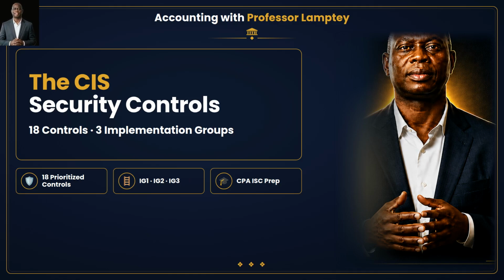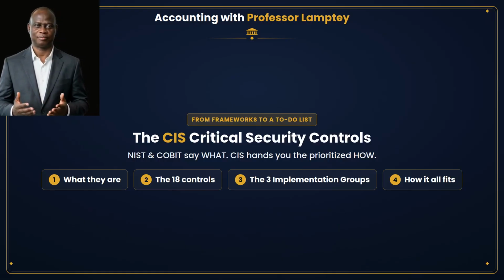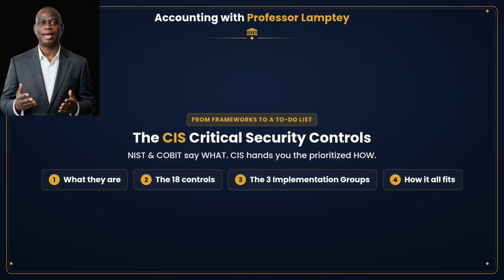It's called the CIS Controls. In this video, the 18 controls, and the smart way they're grouped so any organization knows exactly where to start. Welcome back. We've covered NIST, which organizes security into 6 functions, and COBIT, which governs IT from the top. But those tell you what to manage. They don't hand you a checklist of exactly what to do first. That's the gap the CIS controls fill.